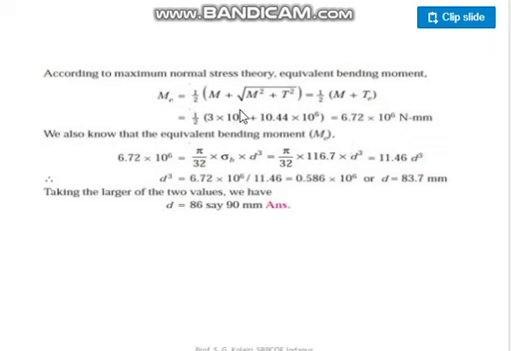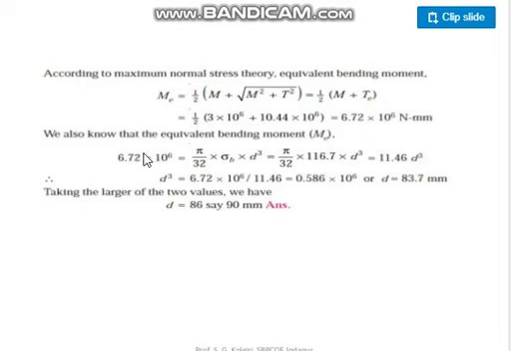You see, ordinary bending moment is 3 and equivalent bending moment will be more than 3. Ordinary torque, whatever it is, equivalent torque will be a little more than that. Simple bending moment, whatever it is, equivalent bending moment will be more than that. This is 6.72 into 10 to the power 6 Newton millimeter. You see, everything should be in millimeters, otherwise your answers will be wrong. Okay, convert everything into millimeters.